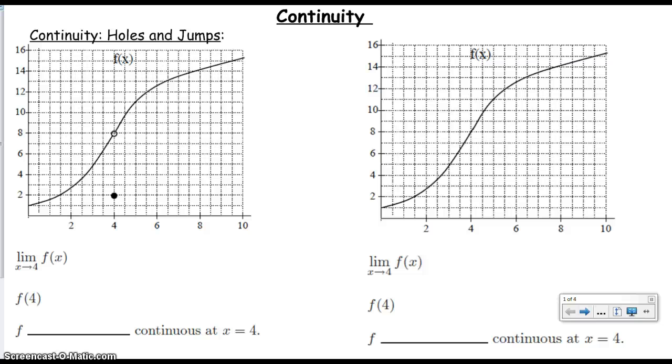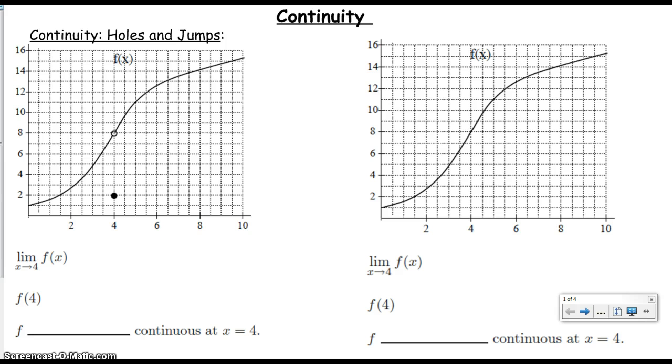In this video, we're going to look at the idea of continuity, or is a function continuous or not. When you're looking at continuity, you want to look for certain things in the graph. You want to look for holes, you want to look for jumps, you want to look at limits, and then you want to look at function values.